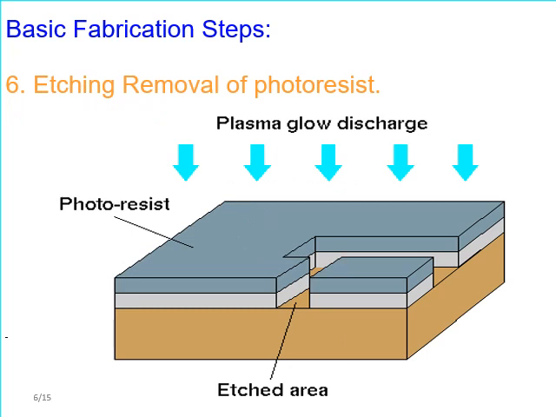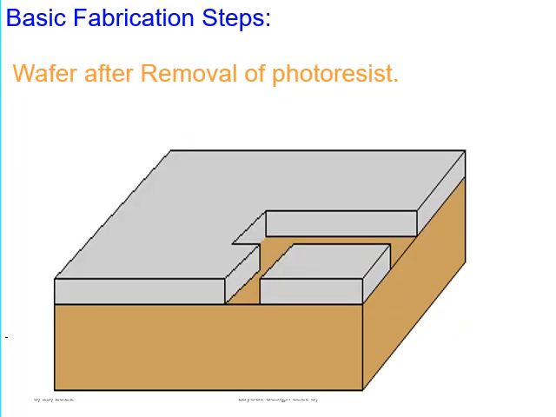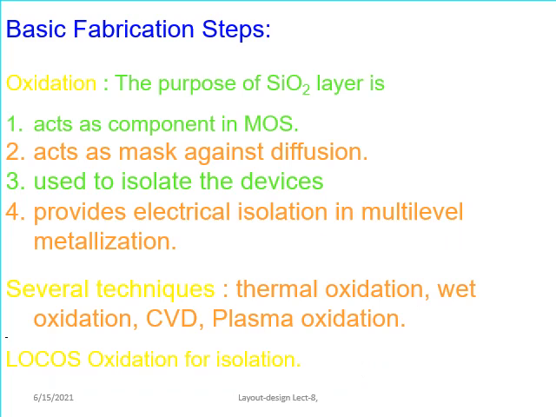Then etching and removal of photoresist. The etched place is removed, where a plasma glow discharge is shown here, and then the photoresist is applied and the etched place is removed from the area. The diagram clearly shows this, so you can understand from the diagram itself. After removal of the photoresist, we apply the wafer material to the place where the photoresist was removed. Then the basic fabrication steps follow.